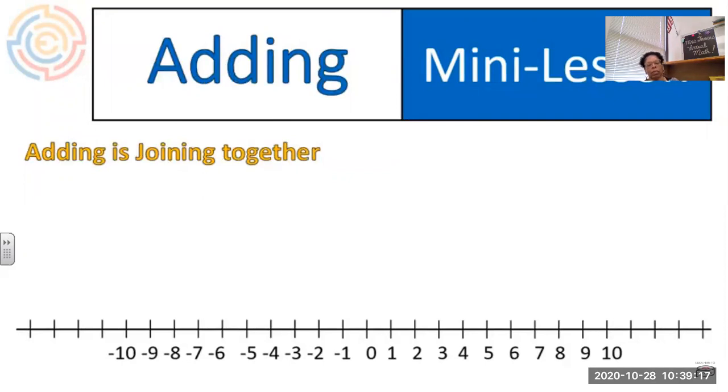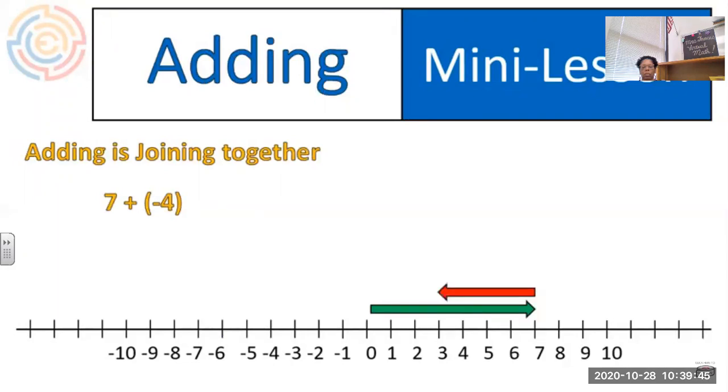When we're adding integers on a number line, we're basically going to be doing those same things, only we're joining together numbers that we have. Here's an example. 7 plus -4. So I would begin by going up to 7. Positive 7 will bring me to the right 7 spaces. Then I'll join that together with -4. So I'll move back 4 spaces to the left, leaving me with my final answer of 3. 7 plus -4 is equal to 3.